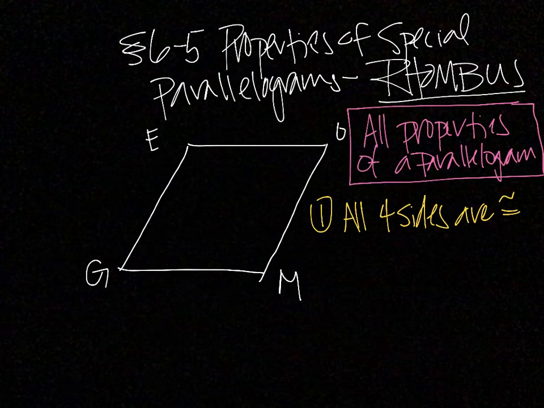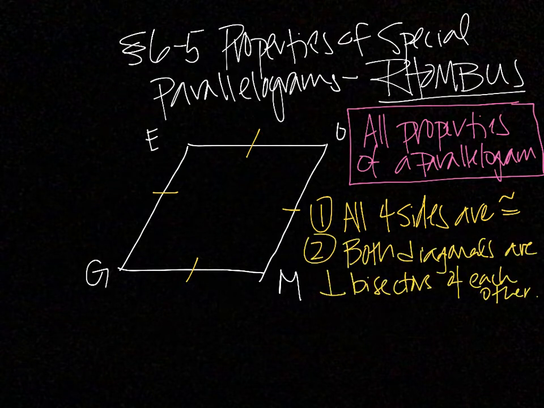The one that most of us know is that all 4 sides of a rhombus are congruent. So all 4 sides are equal. It's kind of like a square that's been tipped on its side.